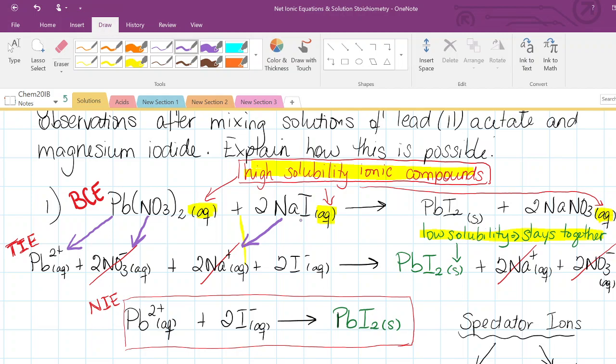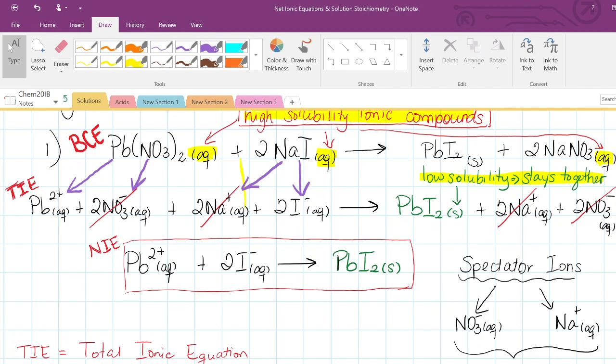Lead 2 iodide, remember that when we put this into solution, it remains lead 2 iodide. So it stays together. We do not dissociate this because it's low solubility. And then for the second part, our sodium nitrate will also dissociate. Okay. So this is essentially all of the examples that we did in one of the first lessons of the solutions unit. We were writing dissociation equations, ionization equations, low solubility equations. This is essentially what you're doing in step 2.